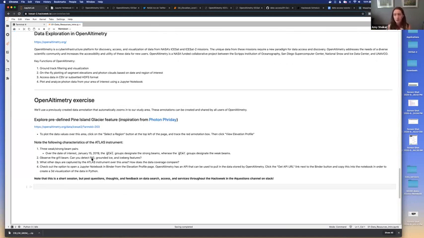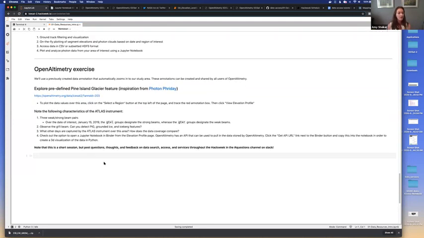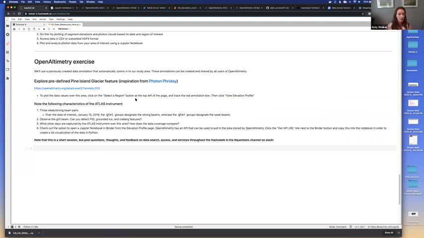I know we're running short on time, so I may just do a really quick introduction to OpenAltimetry and then allow you to play around with it on your own time, maybe during the break or throughout next week. For this exercise, I took some inspiration from Photon Friday. I think Tom Neumann had introduced the social media campaign that the ICESat-2 team at NASA has been working on, where they focus on interesting features and areas. It was fun for me to look at Pine Island Glacier from January of 2019 and find that feature in OpenAltimetry.